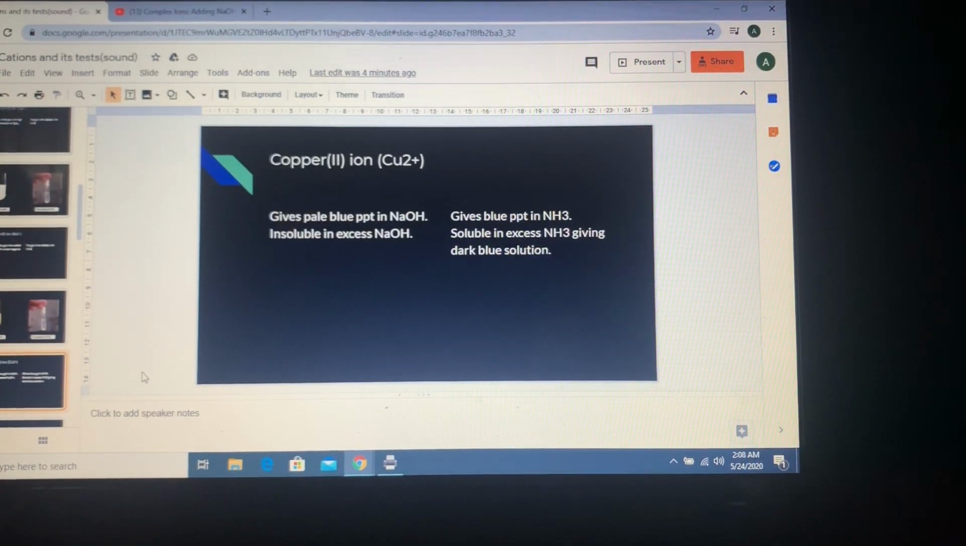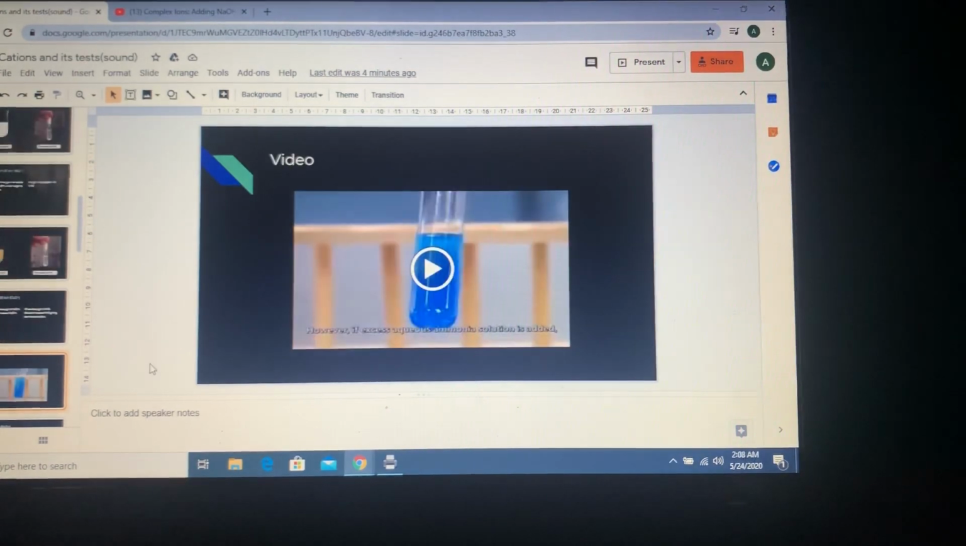Moving on to the next one, copper 2 ion, Cu2+. When you add a solution containing Cu2+ with aqueous NaOH, you will see a blue PPT, and when you add an excess of sodium hydroxide, it will not dissolve. When you add NH3 to the solution containing Cu2+, initially a blue PPT will be formed, although the difference is the excess NH3 will make the blue PPT dissolve. So we'll look at the video here.